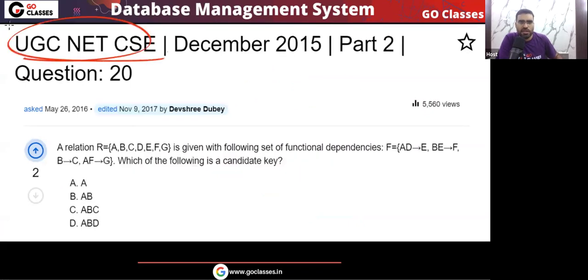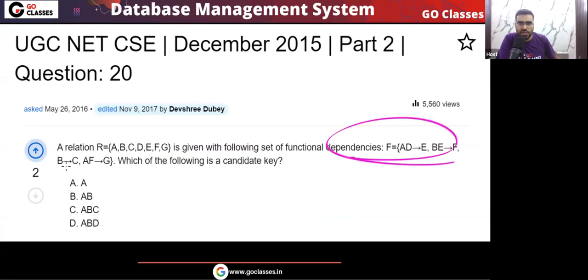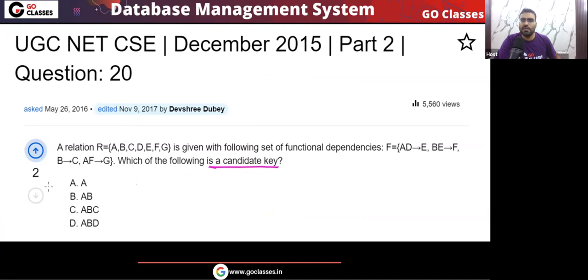Let's solve this UGC NET December 2015 question. A relation ABCDEFG is given with the following set of functional dependencies. Which of the following is a candidate key? The question is asking for candidate key. Tell me, which attribute does not appear on the RHS of any non-trivial FD?